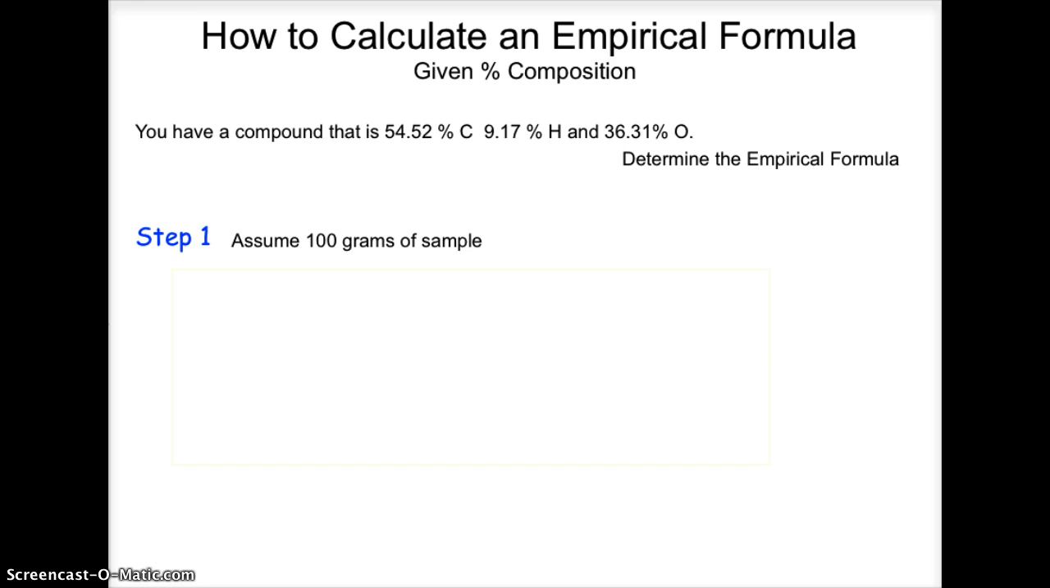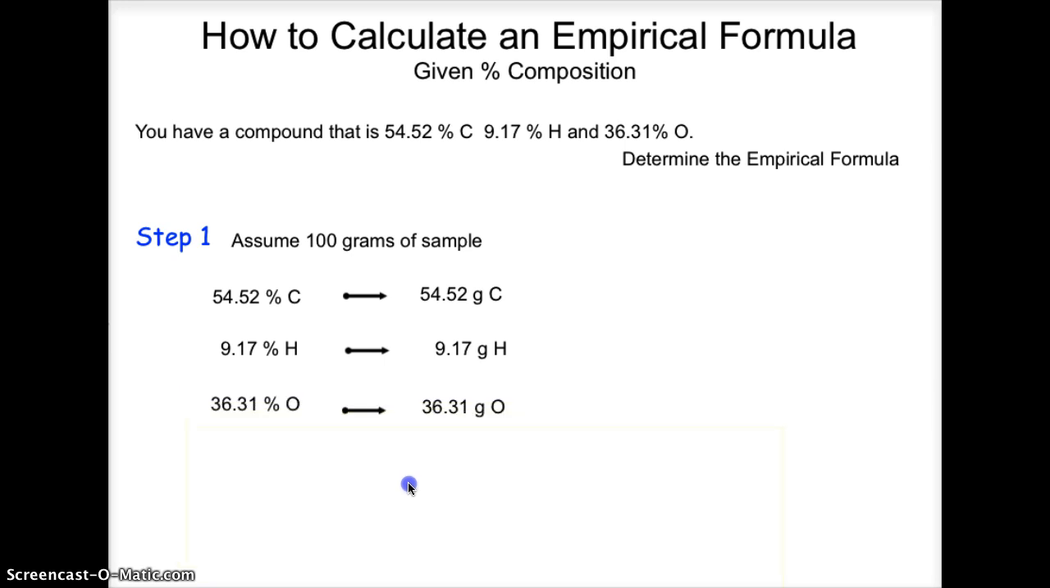So the first step that we are going to do is we're going to assume we have 100 grams. You can assume any amount of sample, but since you were given percentages, assuming you have 100 grams makes the math very easy. 54.52% carbon will convert into 54.52 grams of carbon. And with the given amount of hydrogen, you would have 9.17 grams of hydrogen. And with the given amount of oxygen, you would then convert that to 36.31 grams of oxygen.